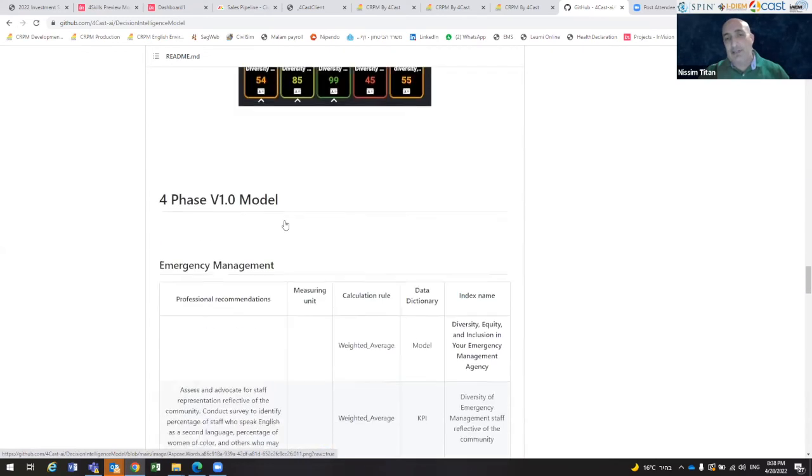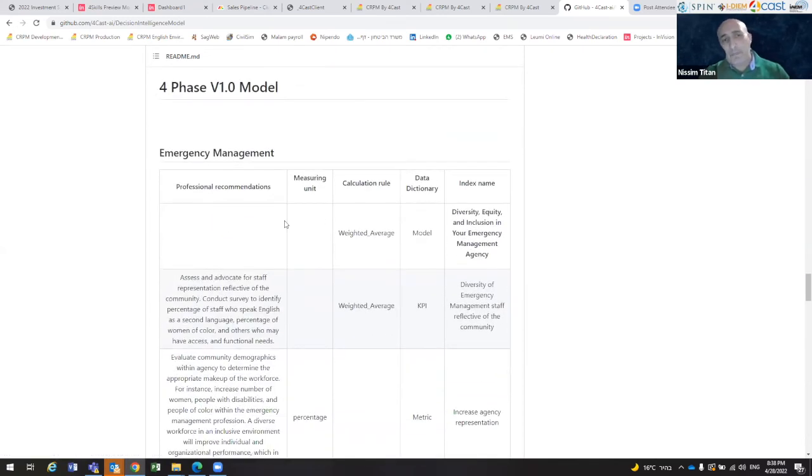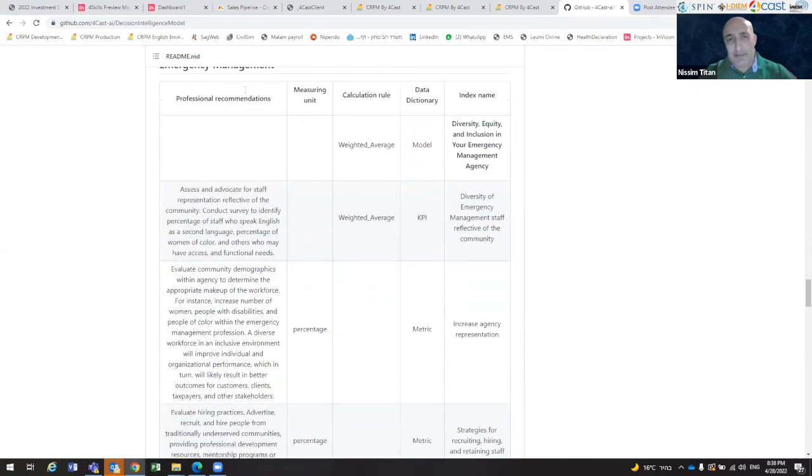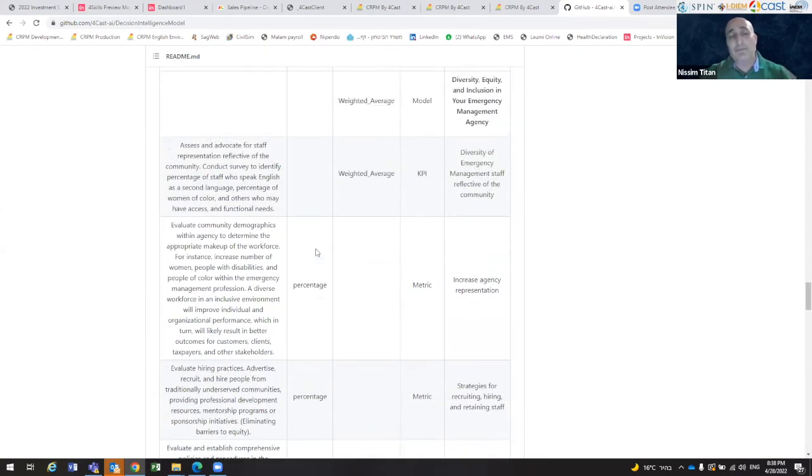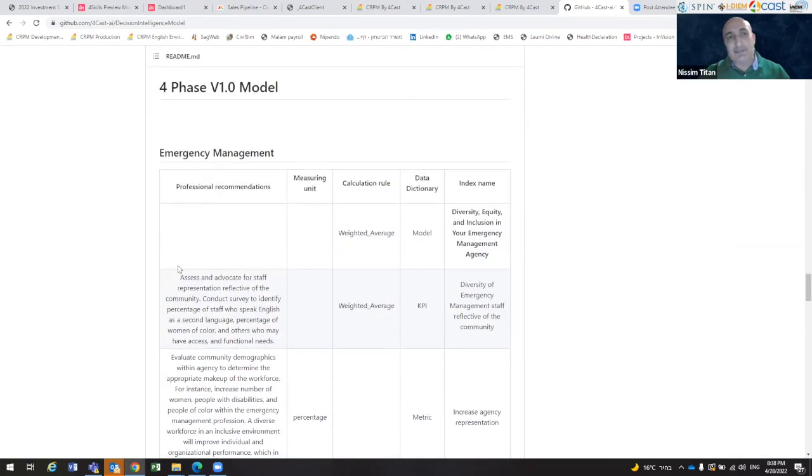So the idea is that you have this model here. You can drill down to version 1 of it. The idea in version 1 is that we have the index name of each metric. We have the model, the KPI, the metric. We calculate it. There's a full calculation model. But the most important thing to validate this data, to take bias out of this data, is these recommendations.